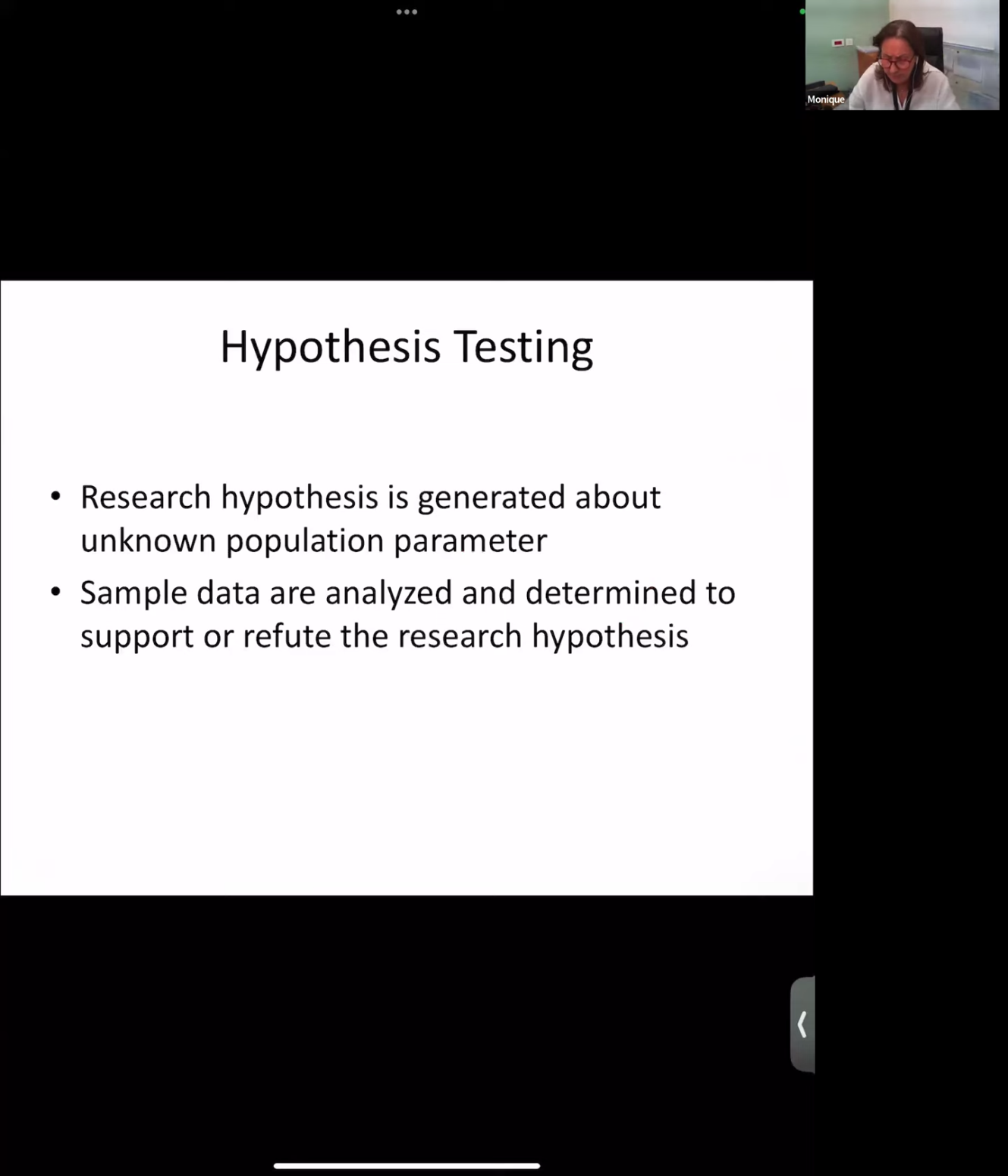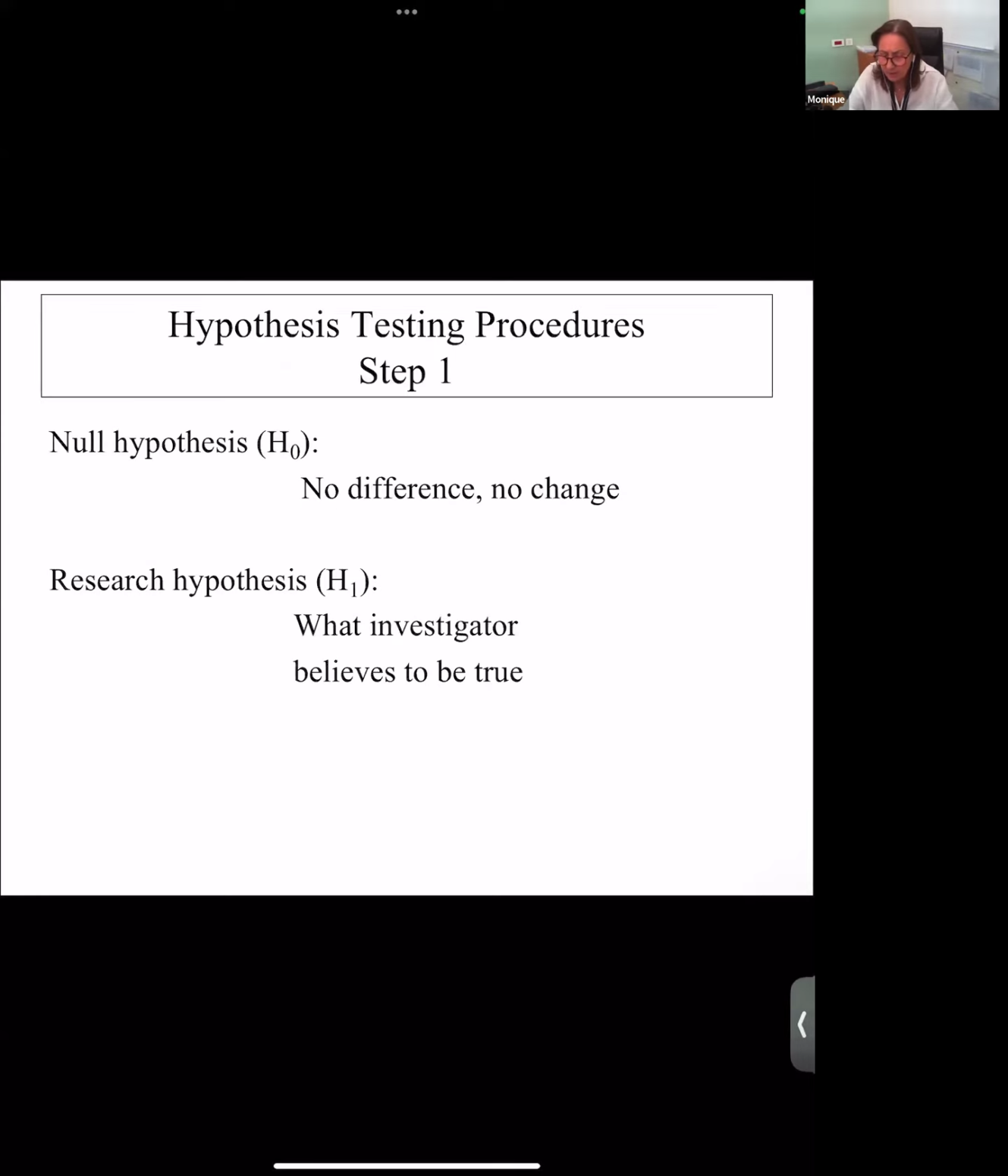So what is hypothesis testing? It's a research hypothesis. It's an expected answer to your research question, generated about something that's unknown. So you sample the data, you analyze, and then you determine whether the research hypothesis that you have stated is true or not true. So what are the steps? I'm going to take you through the steps. And once we finalize the steps, we would take the sample. But as I'm explaining the steps, I will also give some illustration, right?